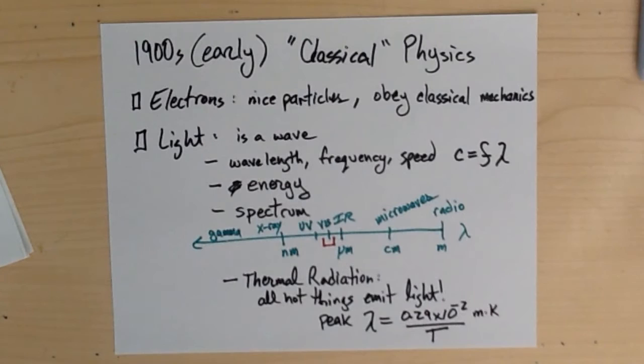And both in the U.S. as well as in Europe, and especially in Germany, the companies that were producing light bulbs wanted to understand them and optimize them. And one of the famous men we'll talk about is Max Planck, and his job was to describe the physics of a light bulb.